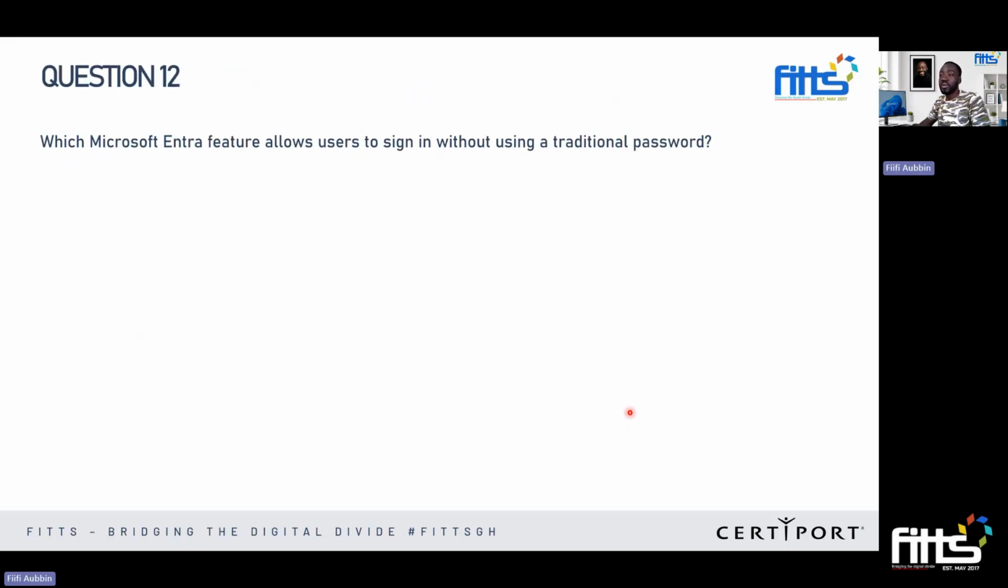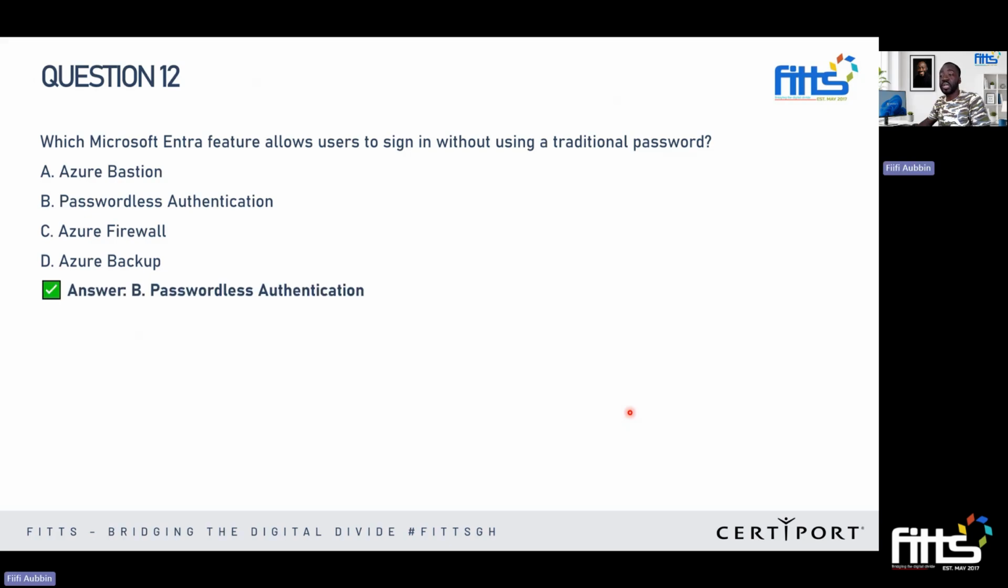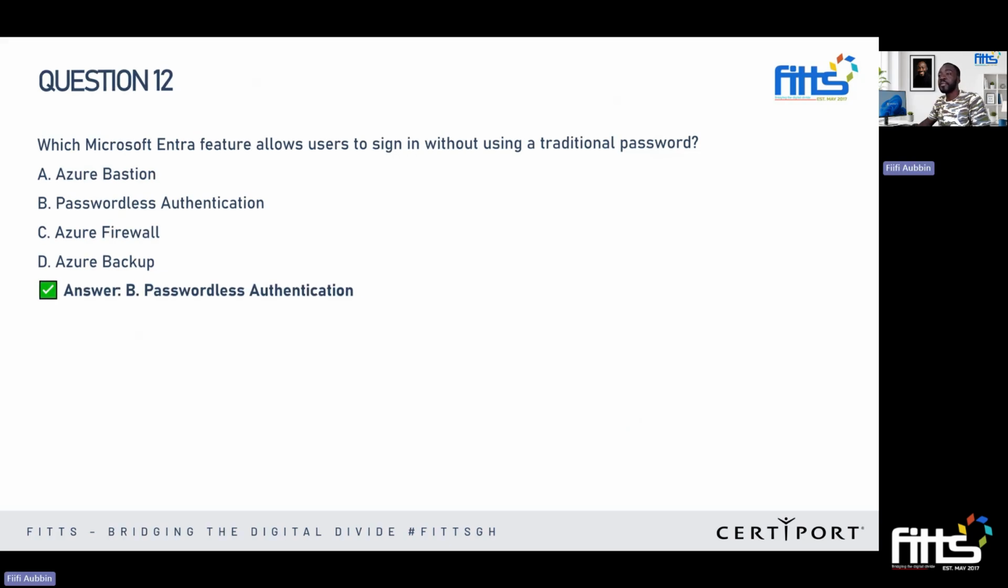Question number 12, which Microsoft Entra feature allows users to sign in without using a traditional password? Is it Azure Bastion, Passwordless Authentication, Azure Firewall, Azure Backup? So if you're guessing it's passwordless, then that is right.